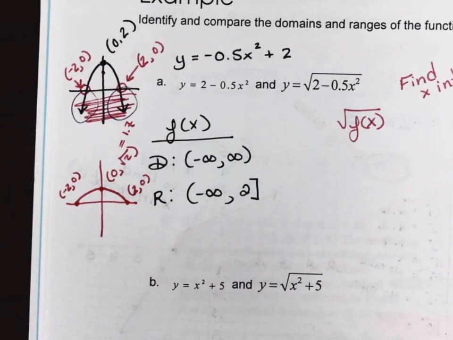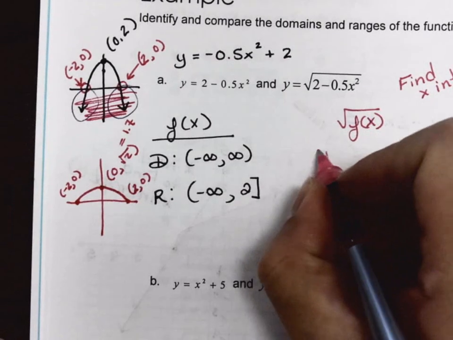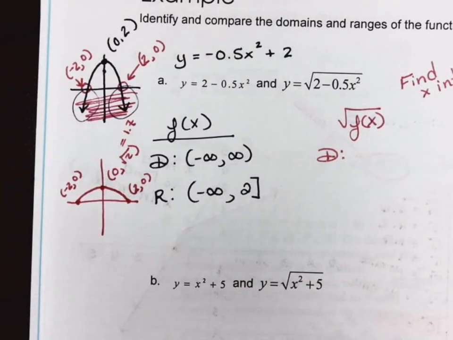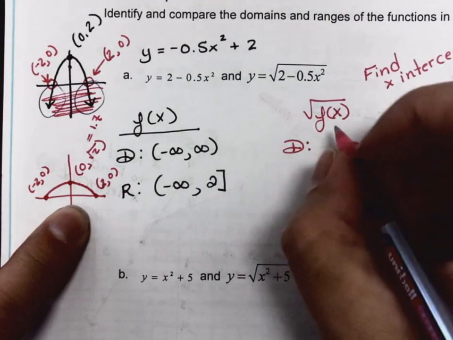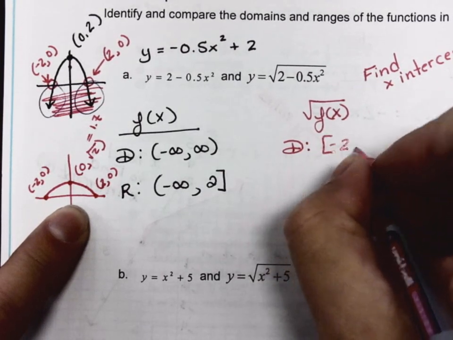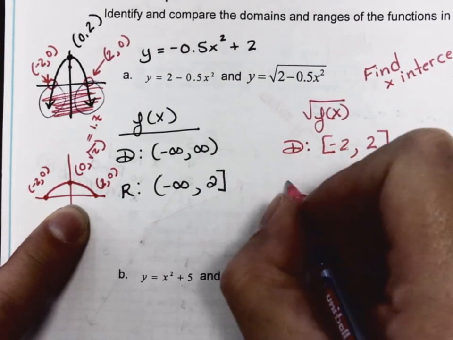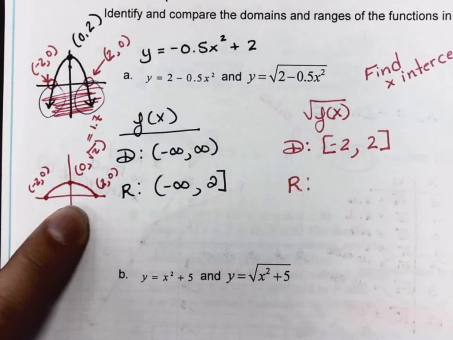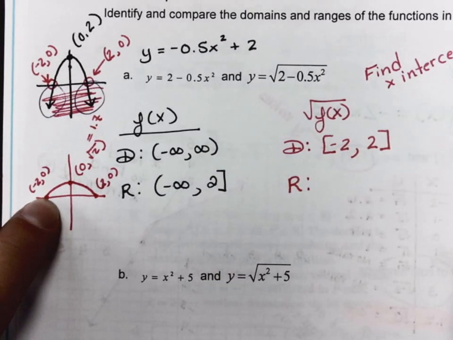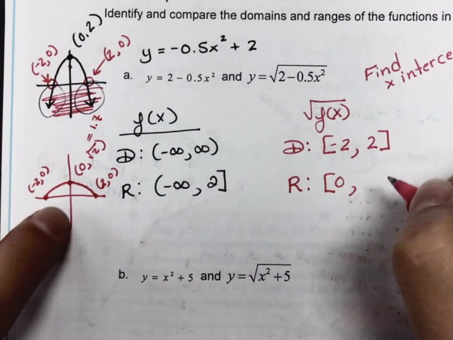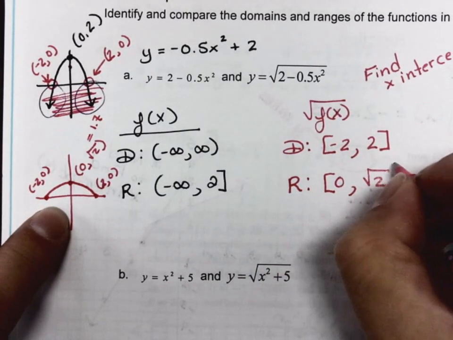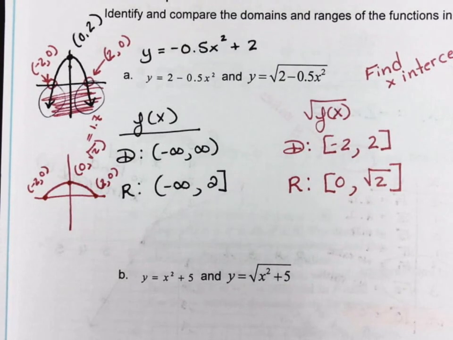So now with this little drawing, I can do my domain and range. What's my domain of this graph, of the pink graph? Inclusive. And the range, how low do we go? 0. And how high do we go? 1.4.